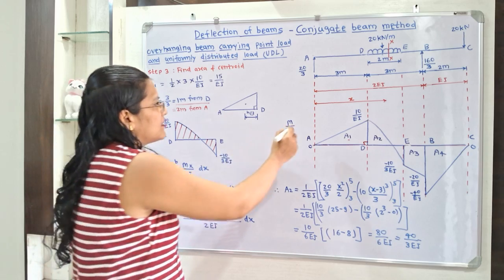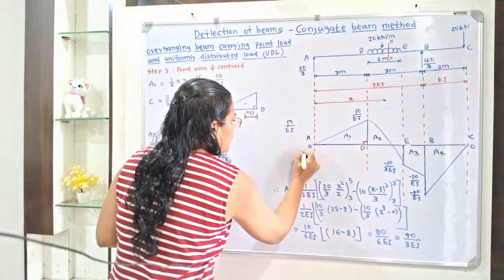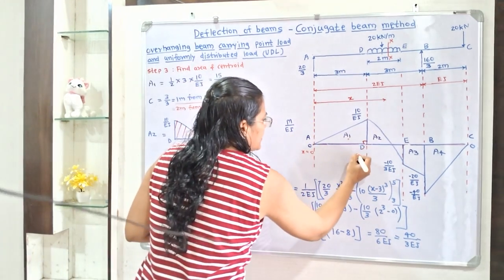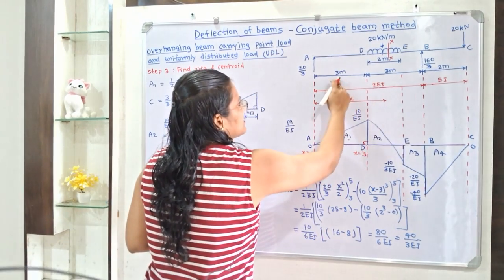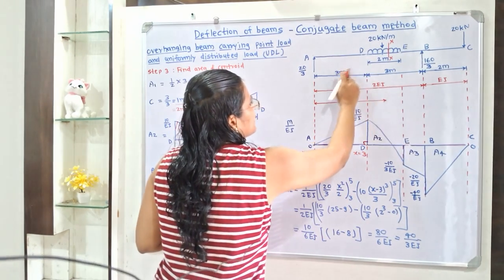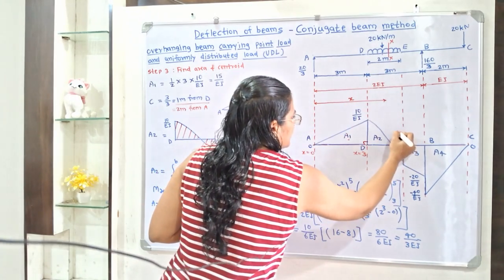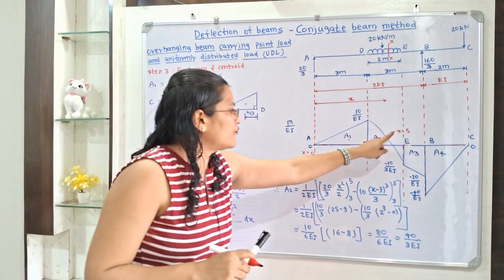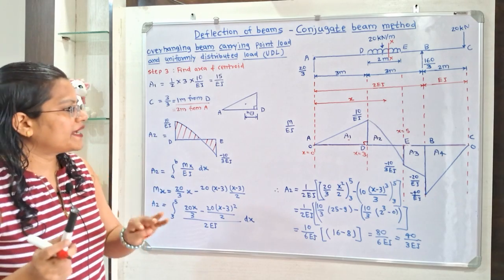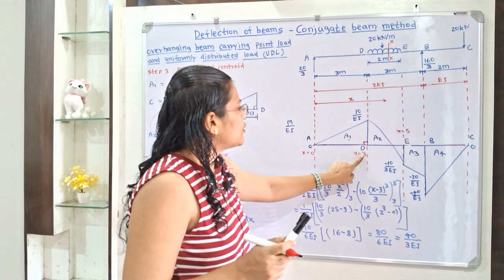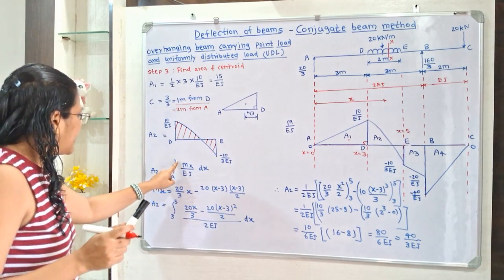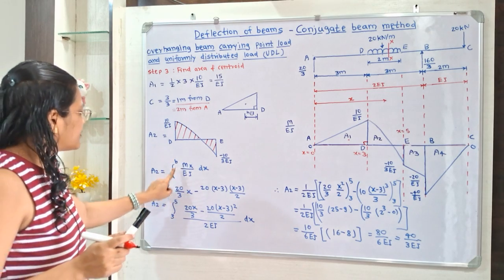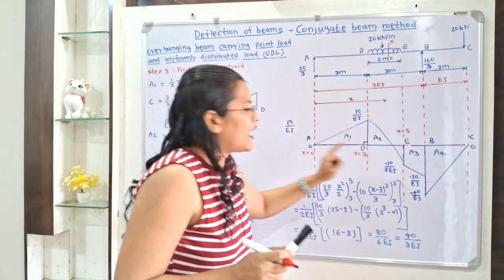Now we can say that the value of x is equal to 0 at point A. Then x is equal to 3 meter at point D. And x is equal to 5 because 3 plus 2 is 5, so x is equal to 5 at point E. So these are the values of x, but we have to measure the area in between x is equal to 3 to 5. So we have to take the integration from 3 to 5.